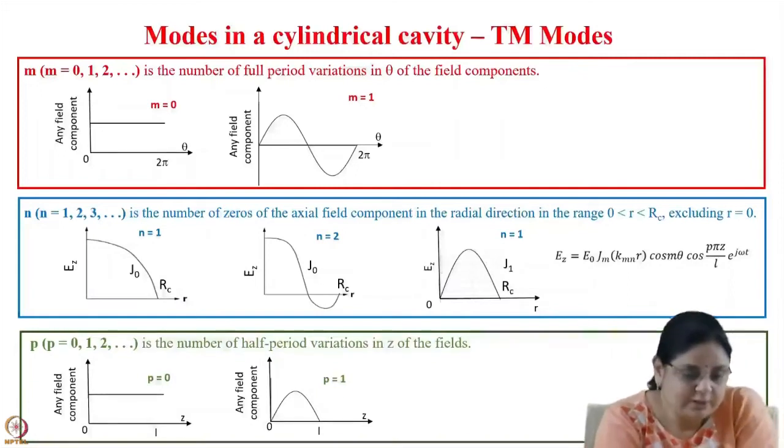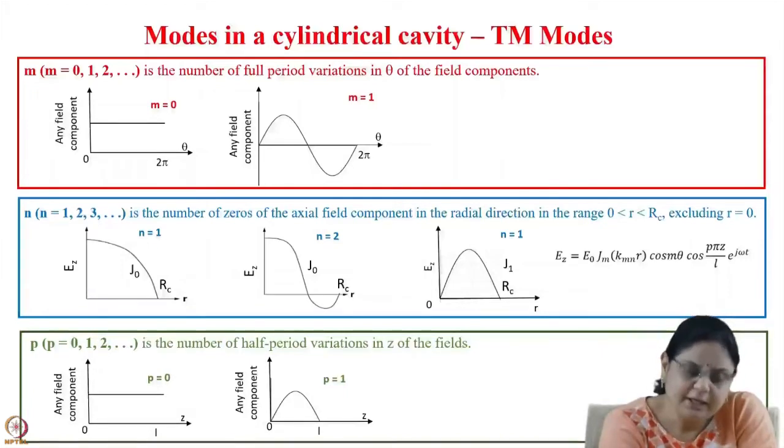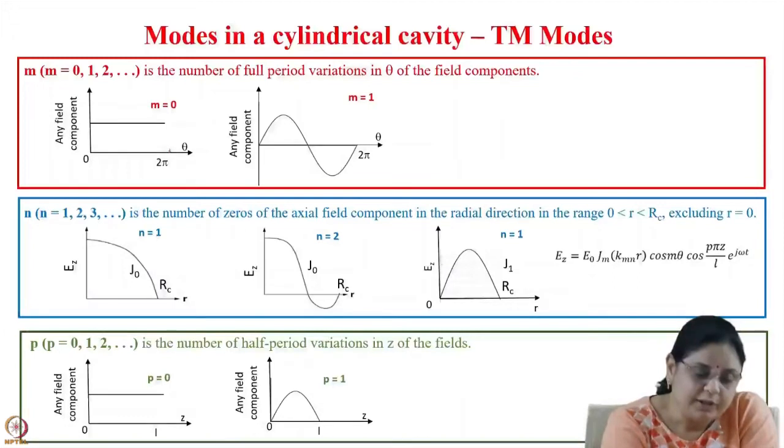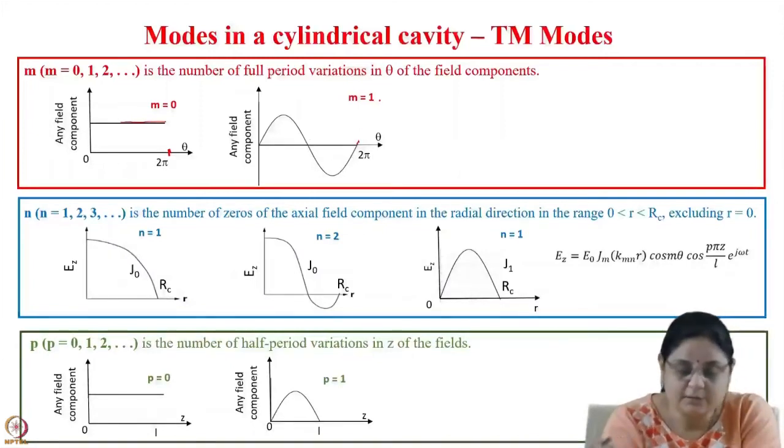Now let's try to understand this again. m, as I've already explained, is the number of full period variations in theta of the field component. You take any field component, it could be ER, E theta, BR, B theta, any field component, and you vary it in the theta direction, keeping R and Z fixed, from 0 to 2 pi. If there is no variation, if the field is constant, then it means that m is equal to 0. If there is one full period variation, then m is equal to 1, and so on.